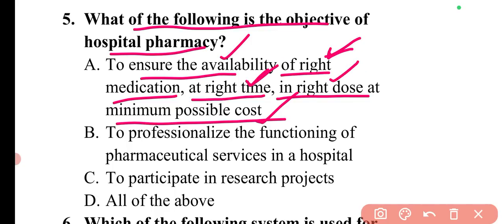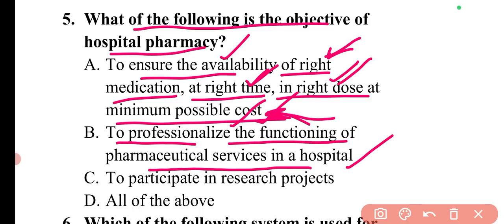It should be given in the right dose, meaning the prescribed dose which is given for the general population should be there. And minimum possible cost, it should not be like that if a person is having an emergency you can charge more money. So it should be minimum possible cost. Then to professionalize the functioning of pharmaceutical services in a hospital.